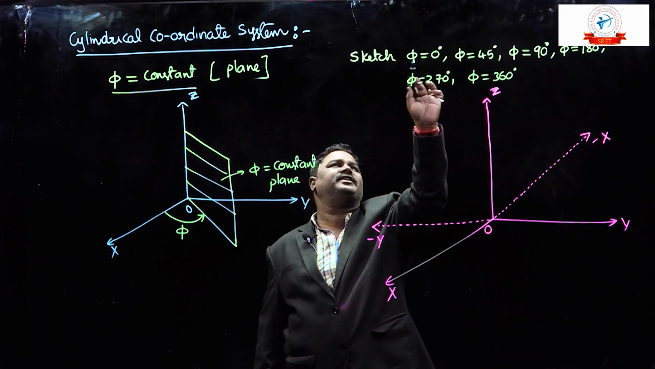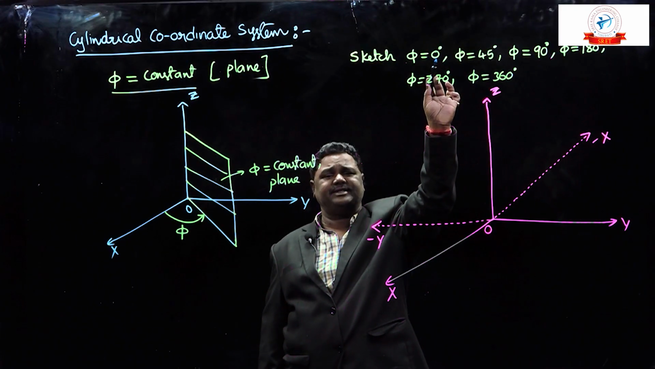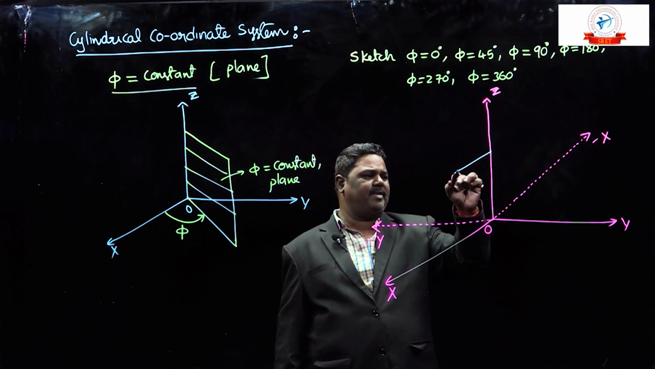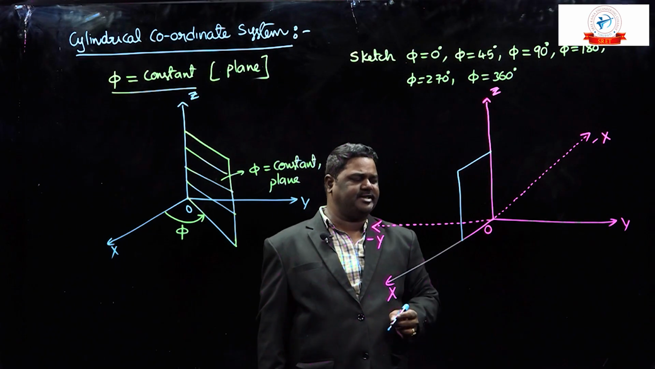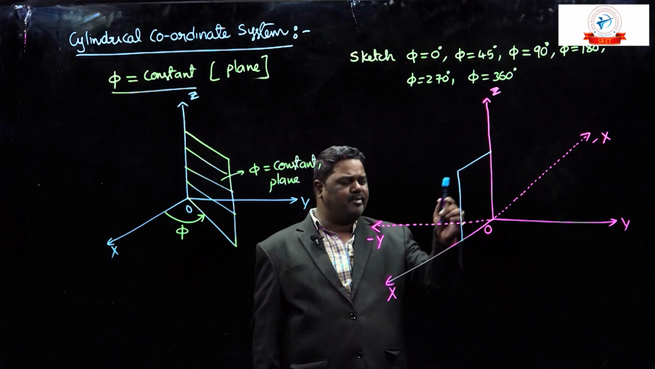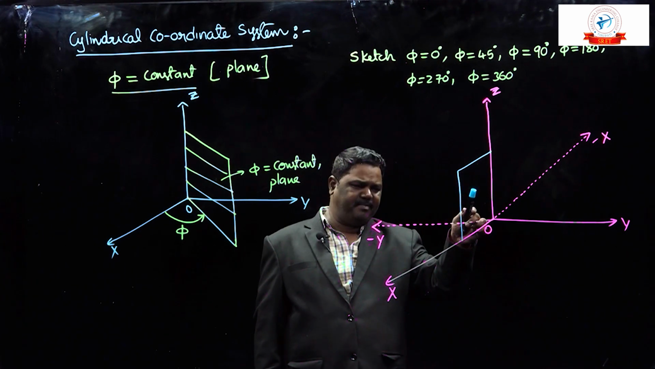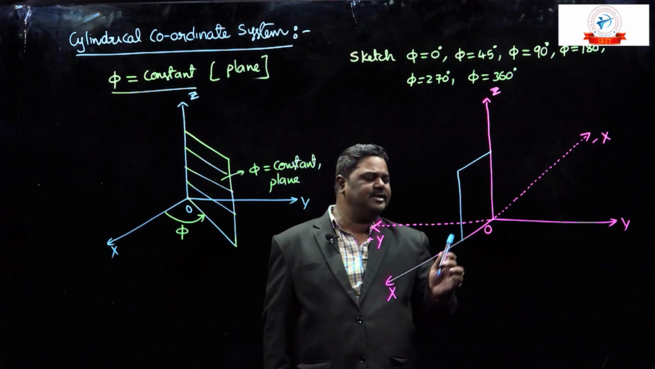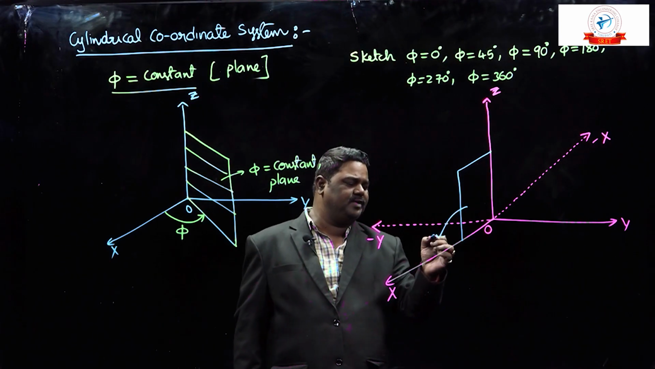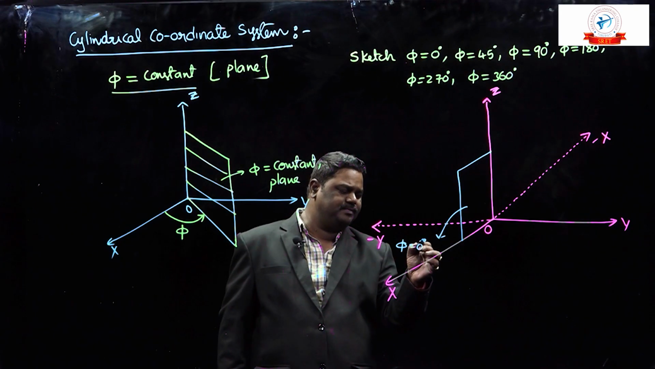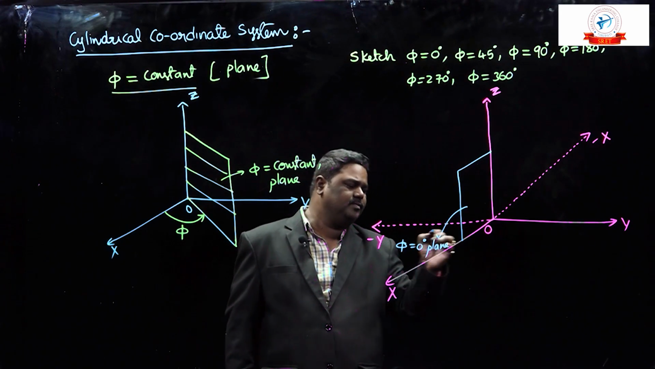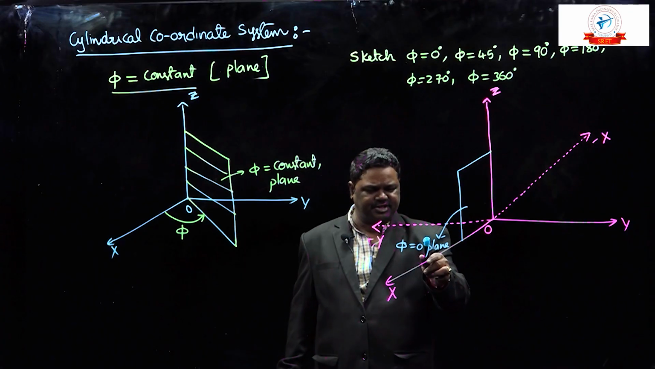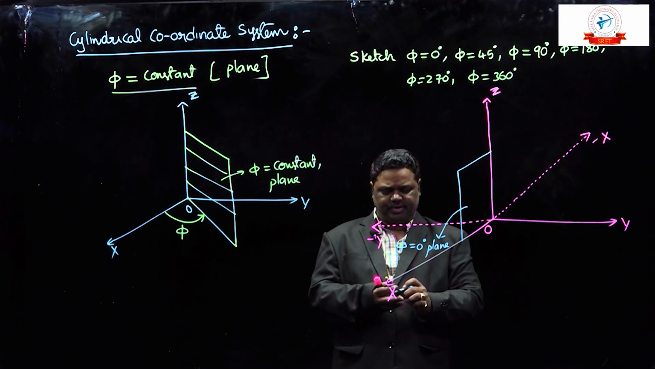First, I said phi is equal to 0. Phi is equal to 0 is a plane that makes an angle of 0 degrees with the x-axis. So consider a plane on the x-axis. You tell me, this plane makes how much angle with the x-axis? This plane makes 0 degrees with the x-axis because it is exactly on the x-axis. So this plane is called the phi is equal to 0 plane. The plane which makes 0 degrees with the x-axis is the phi is equal to 0 plane.